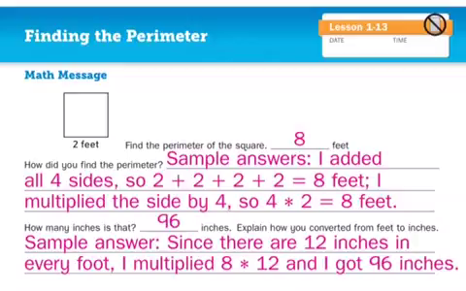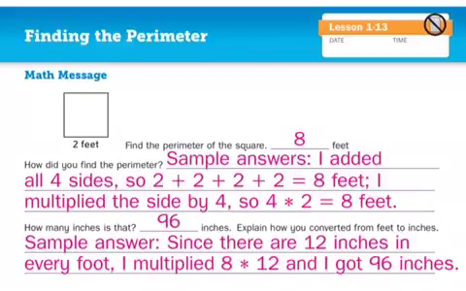So here you go. So the perimeter of the square is 8 feet. Here is an example answer. It doesn't have to be yours, but here's an example. See if you can figure out how we got this. So I added all 4 sides. So 2 plus 2 plus 2 plus 2 equals 8 feet. Or we could have said I multiplied the side by 4, so 4 times 2 equals 8 feet.